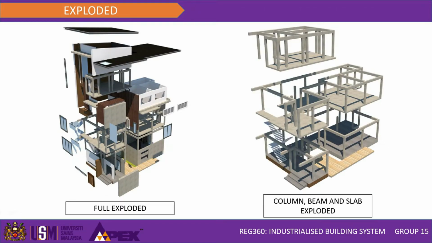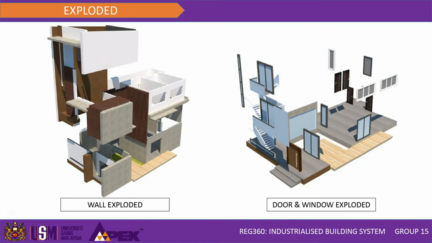So this is the exploded view of our proposed house. As you can see, the picture on the left is the full exploded view, including all of the components. The picture on the right side is the slab, column, and also the beam exploded. This is the wall exploded, and the last one is the door and window exploded of our proposed house.